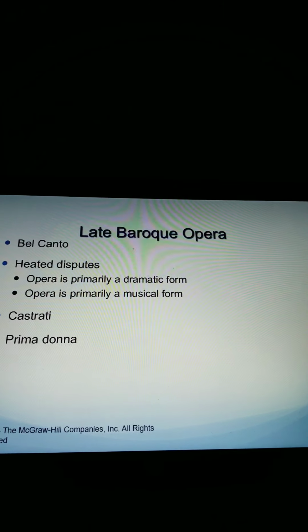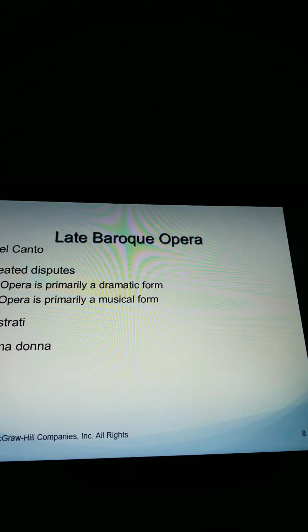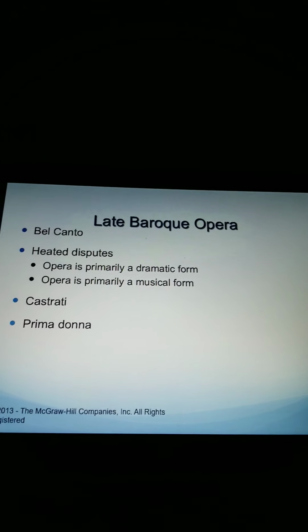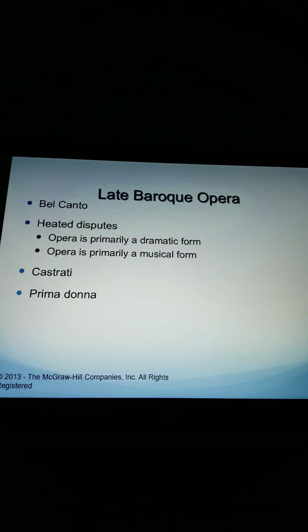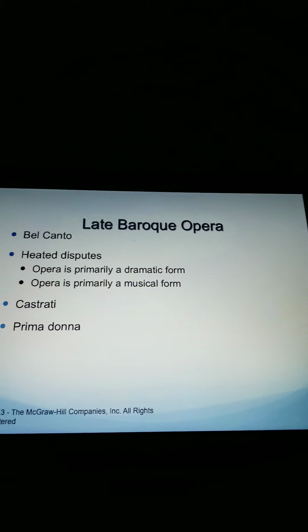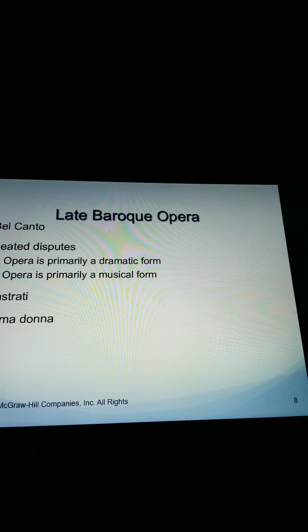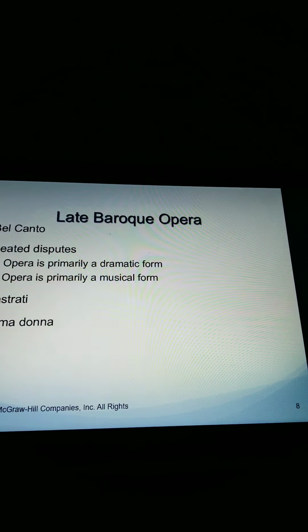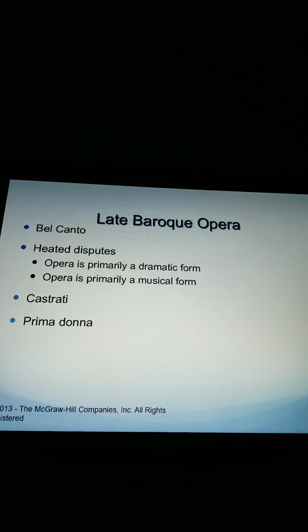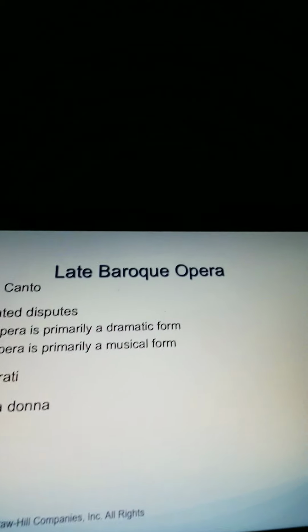People would ascend into heaven. They would have earthquakes and fires. In fact, there was one opera staged in Rome where the fire on stage appeared so real that people ran out of the opera house. And because of this emphasis more on show than simplicity, this led to the development of what we call bel canto, or beautiful singing, bel canto opera.